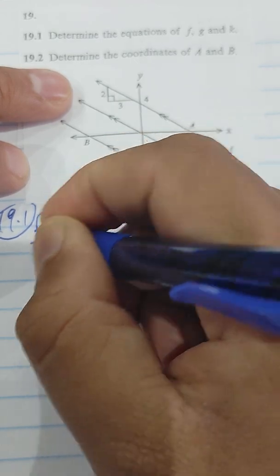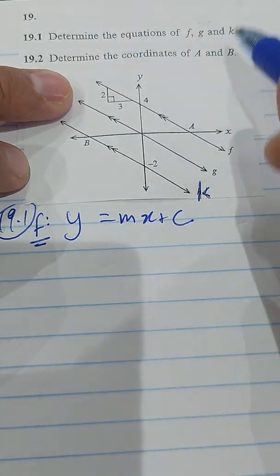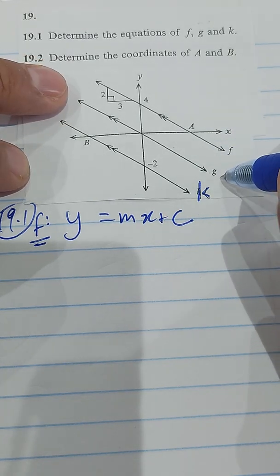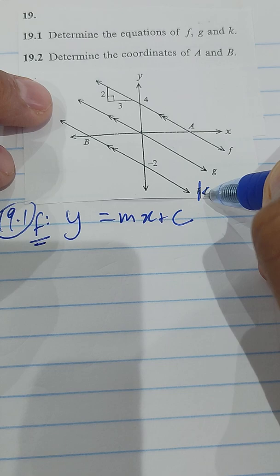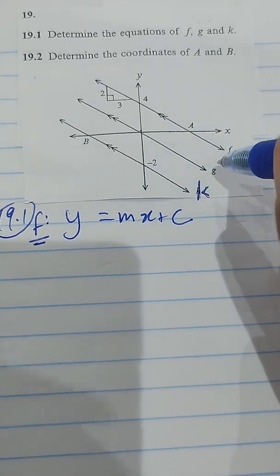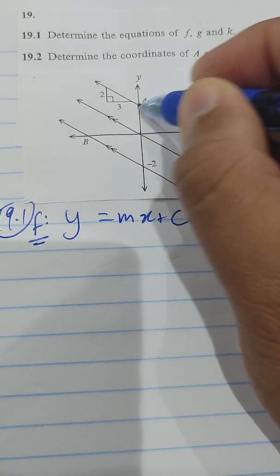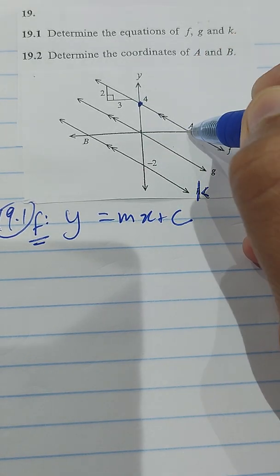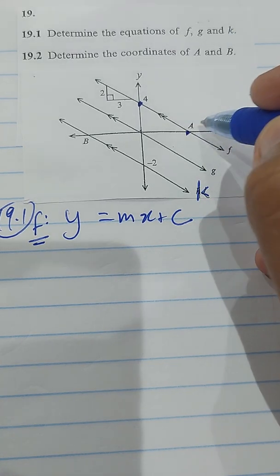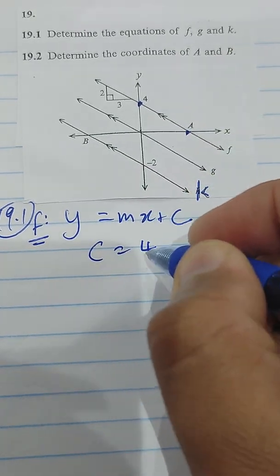Why do I start at f? No, not because it's in alphabetical order. It's because if we look at g, we only have the y-intercept here. If I look at k, I only have the y-intercept. So I don't have enough information to go with g or k at this point. However, f has two intercepts. You've got your x-intercept and your y-intercept there. We actually have a y-intercept which is making c 4.